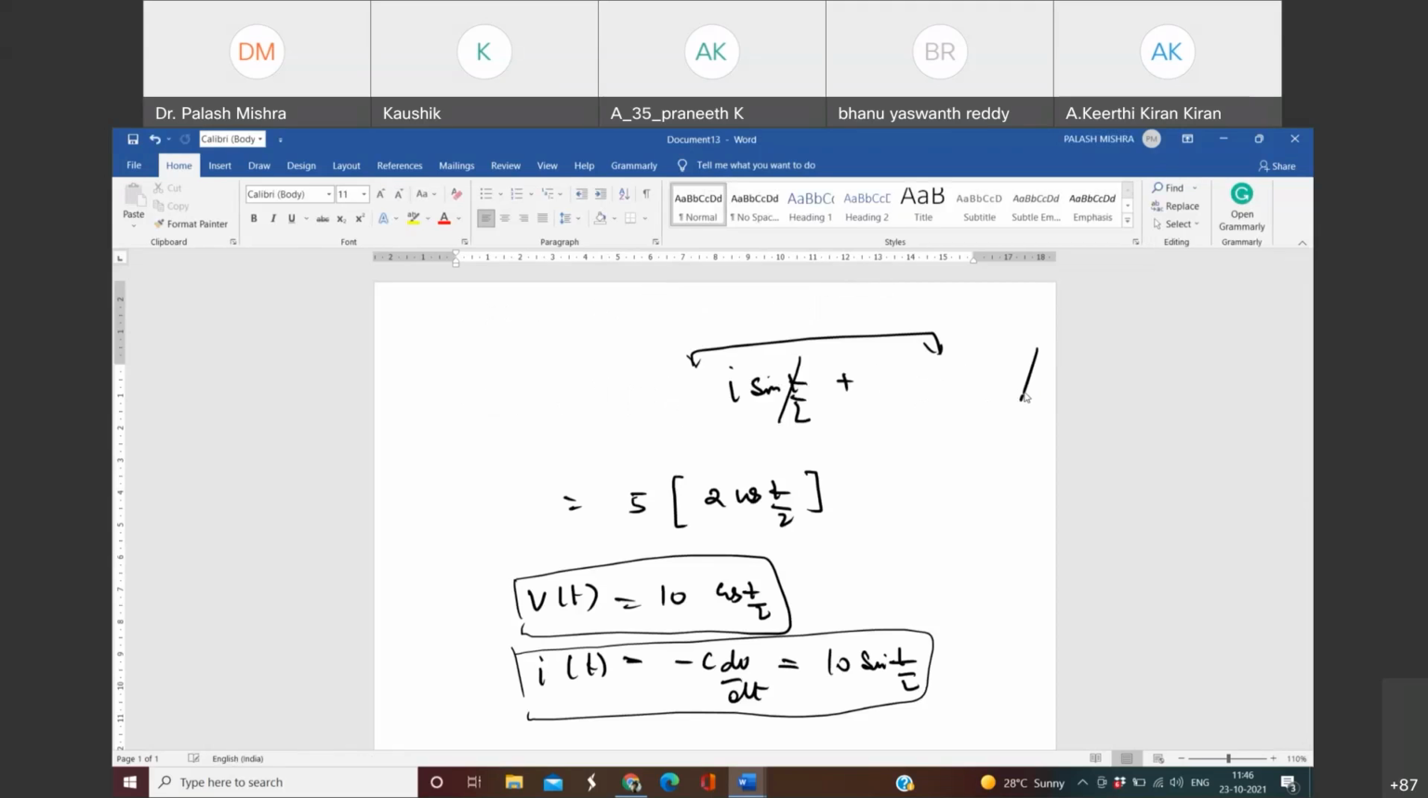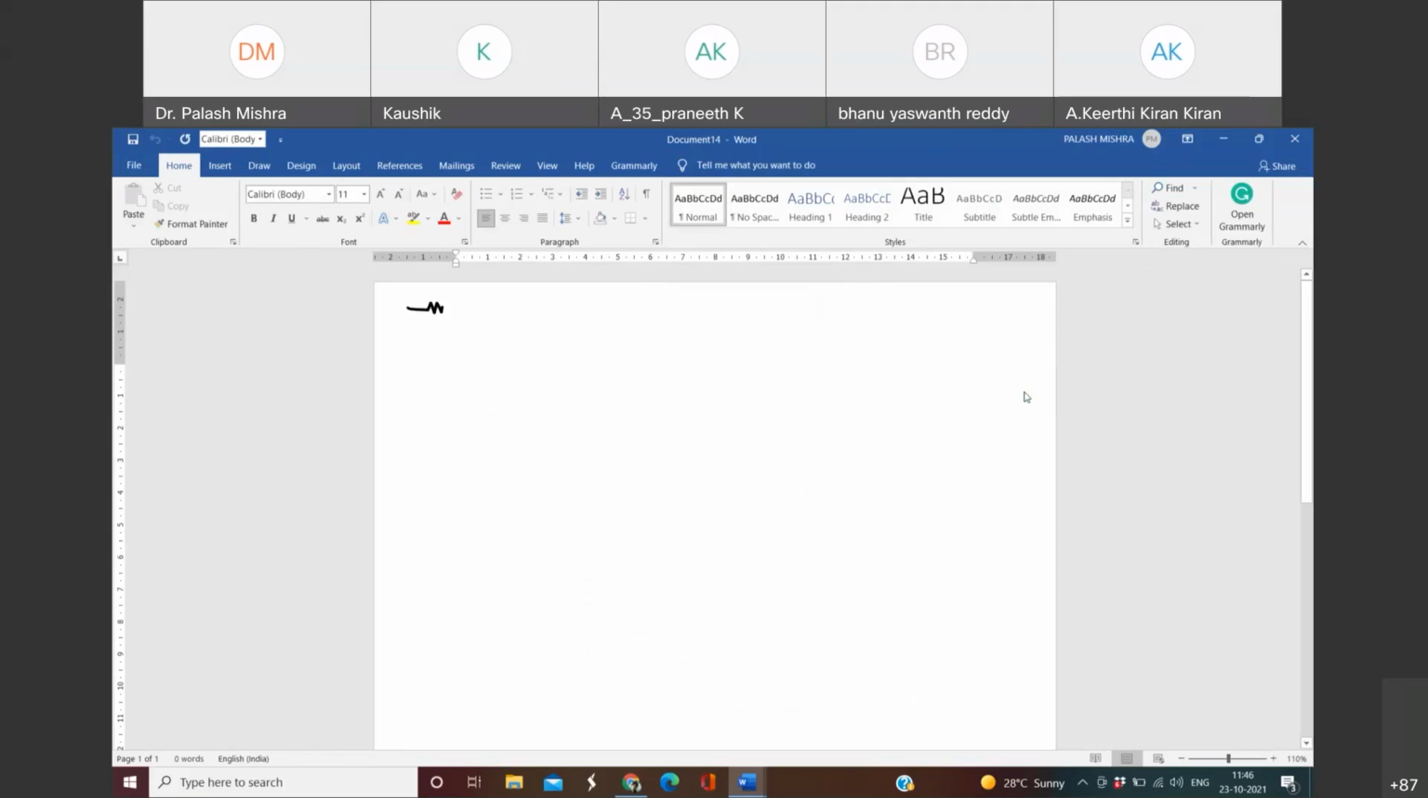So let me just write it down finally. So this was the circuit, which is having one capacitor, something like this. And this was initially charged to 10 volts, and this was initially charged to 0 amperes. And the voltage in this circuit has come out to be 10 cos t by 2, and current in this circuit has come out to be 10 sine t by 2.